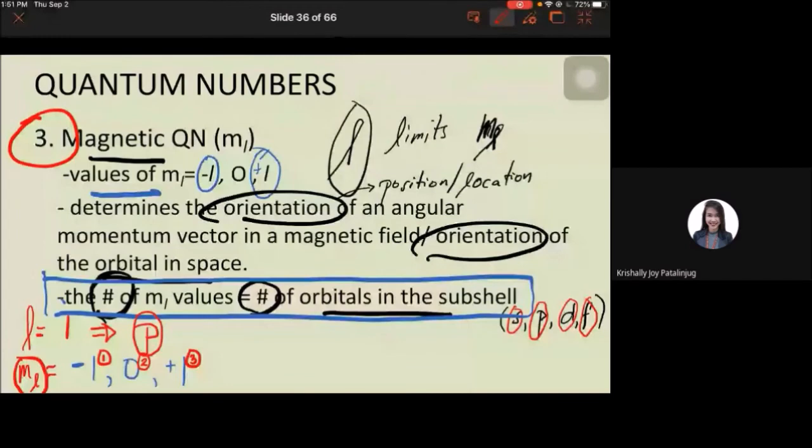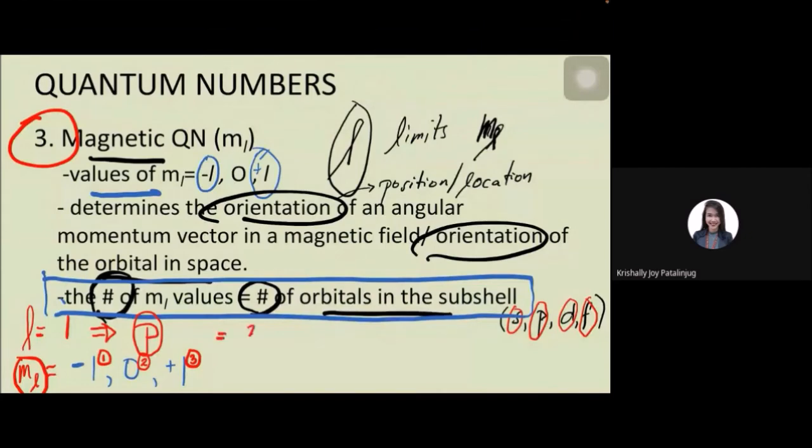So, ibig sabihin kapag tinanong kayo, ilan yung orbitals in P subshell? It has 3 orbitals. Nakuha? Kasi tatlo yung numbers of M sub L na nakuha mo. Hindi mo i-add ha? Ang sabi dito yung number of M sub L values, bilangin nyo lang.